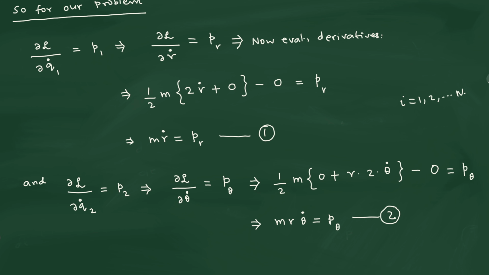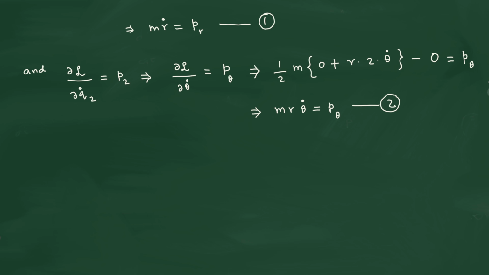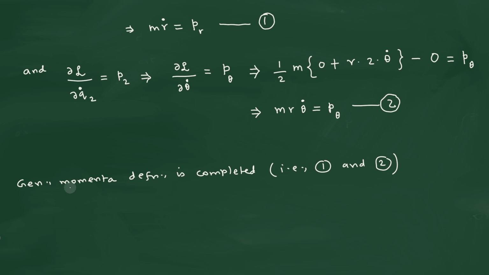So our first step is now completed, which means that our defining equations, that is our generalized momenta definitions, are completed, because more than one is there. That means equation numbers 1 and 2. So that is over. So this is your first step.